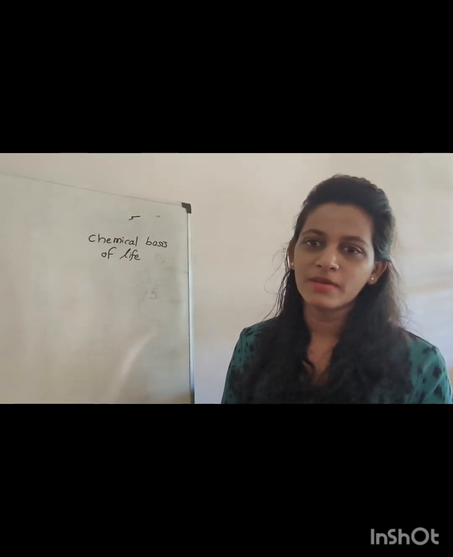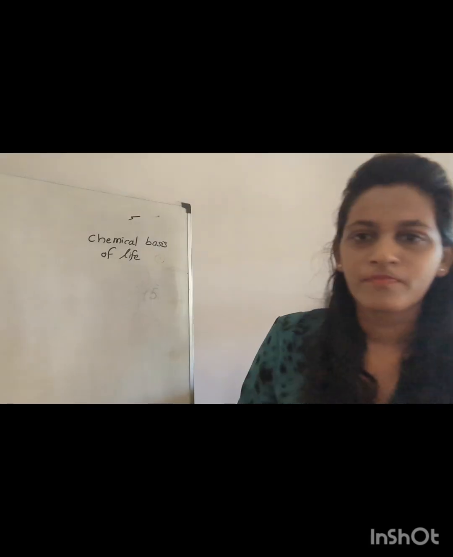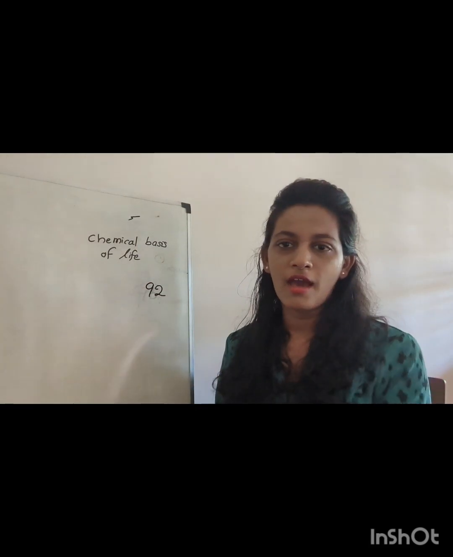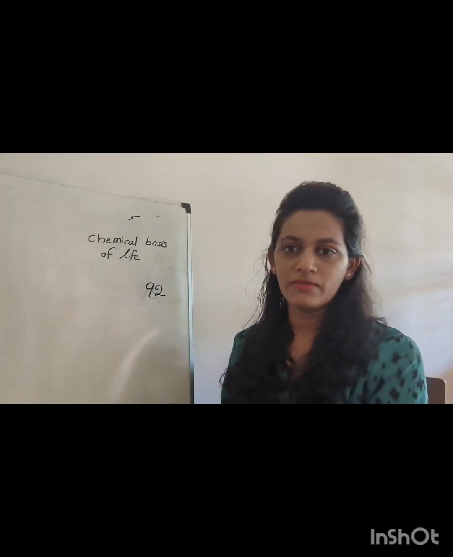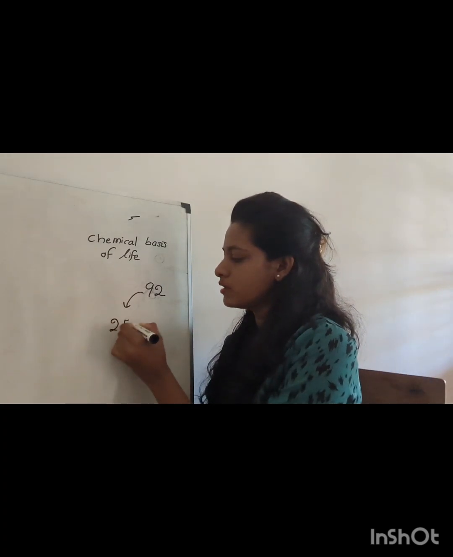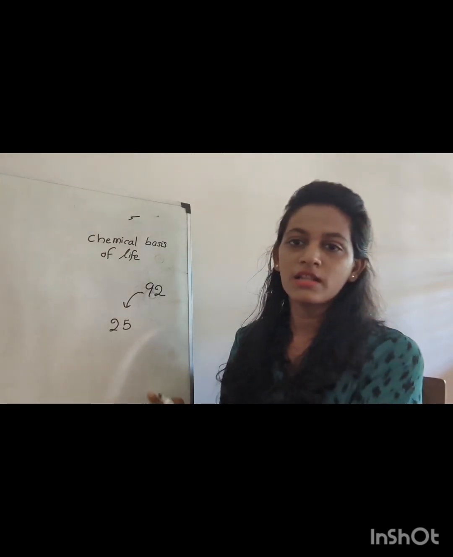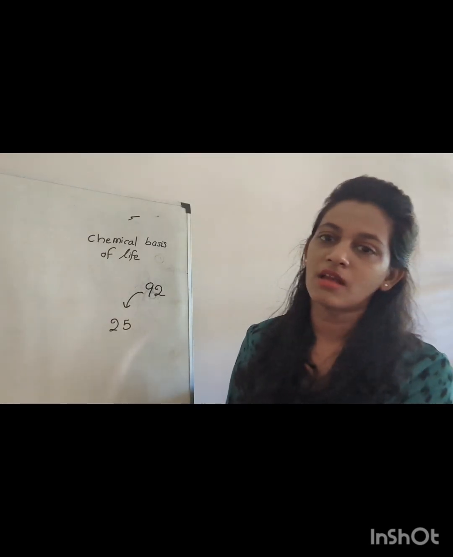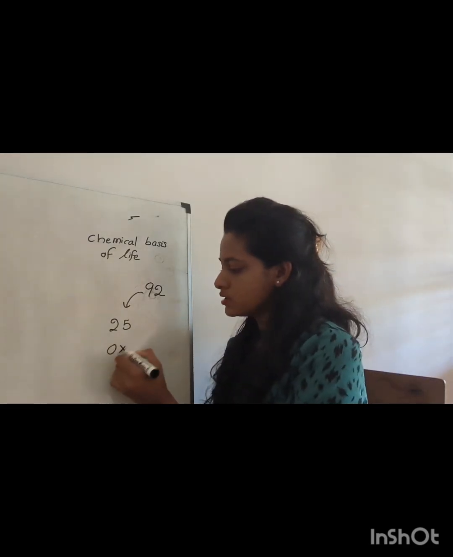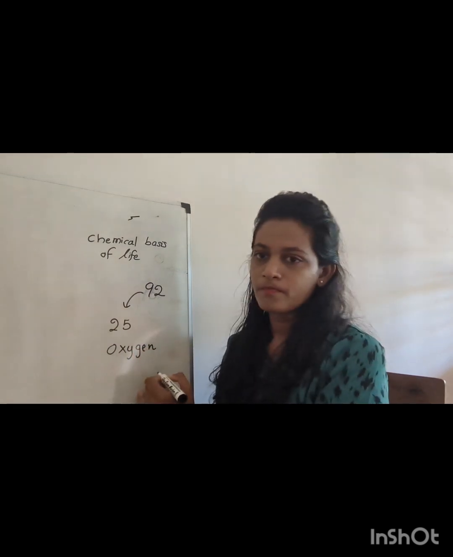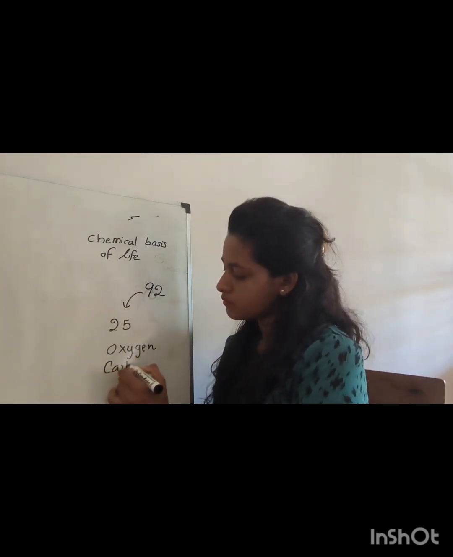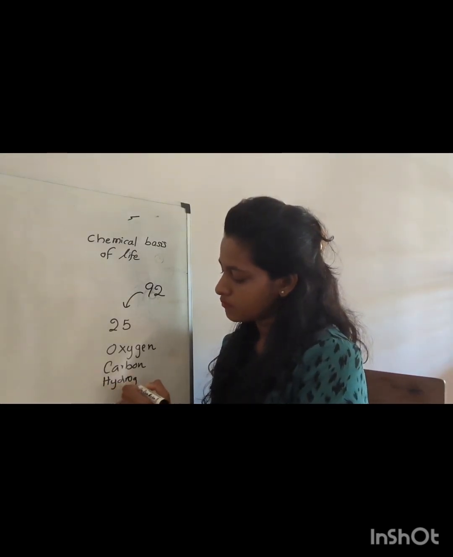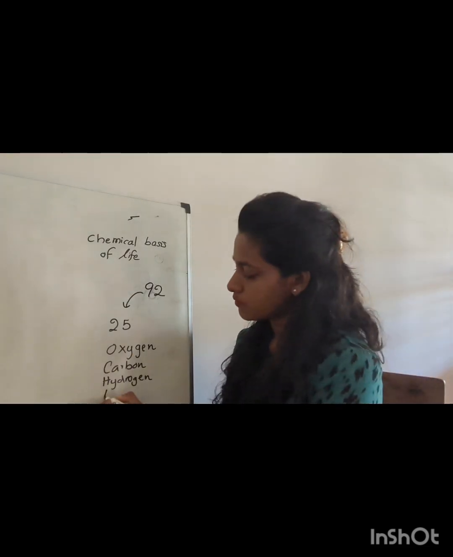There are about 92 elements found so far in nature. Out of these 92 elements, we have 25 elements in our living systems. 25 different elements are there in our living bodies. Out of these 25 elements, we have 4 main elements in our body. What are they? Oxygen, then carbon, hydrogen, and nitrogen.